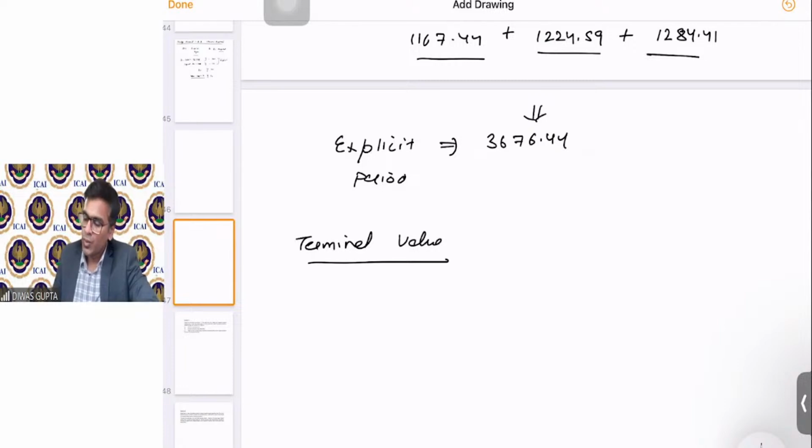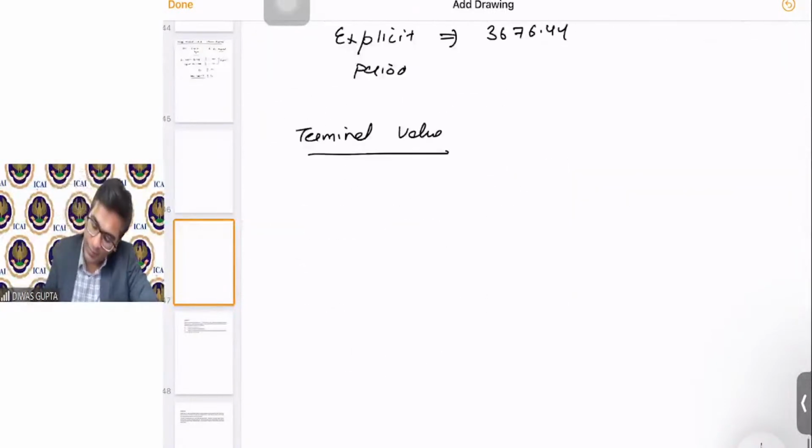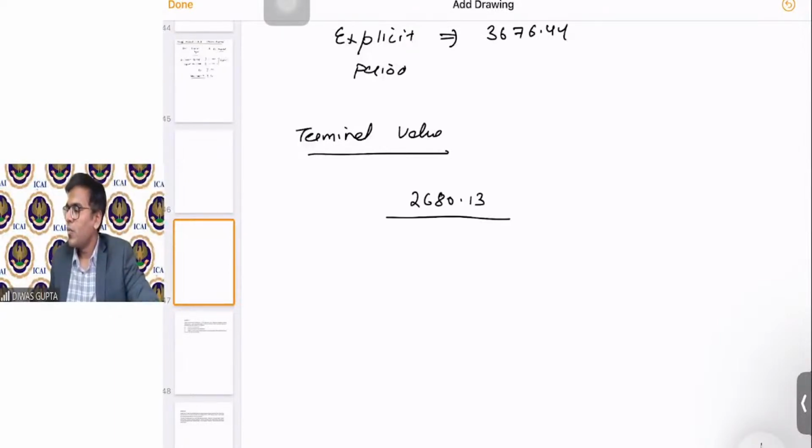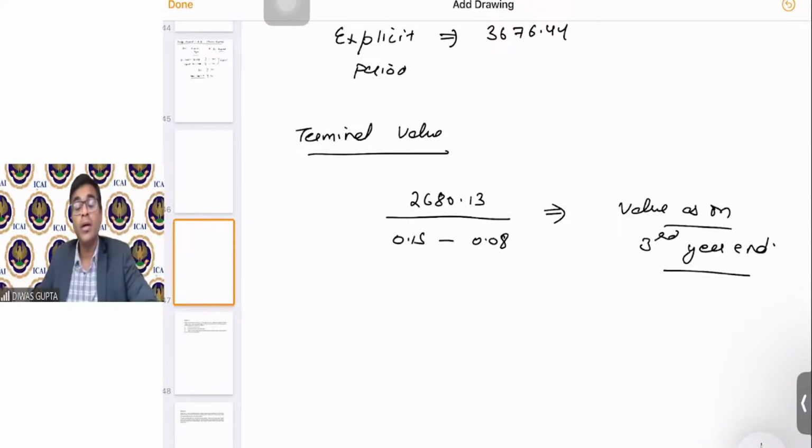For the terminal value, what is the free cash flow? 2680.13 divided by the WACC, 15%, minus the long-term growth, 8%. Correct, students? This will give us the value as on 3rd year end. Correct, students? True?